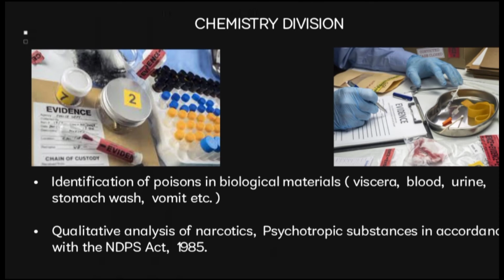In the chemistry division, they are going to identify poisons in biological materials such as viscera, blood, urine, stomach wash, vomit, etc. They're also going to do qualitative analysis of narcotics and psychotropic substances in accordance with the NDPS Act 1985. The NDPS Act, also known as the Narcotic Drugs and Psychotropic Substances Act of 1985, is an act of the Parliament of India that prohibits a person from the production, manufacturing, cultivation, possession, sale, purchasing, transport, storage, and or consumption of any narcotic drug or psychotropic substance.